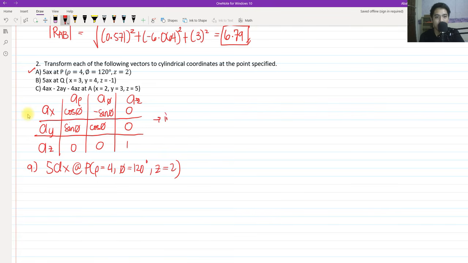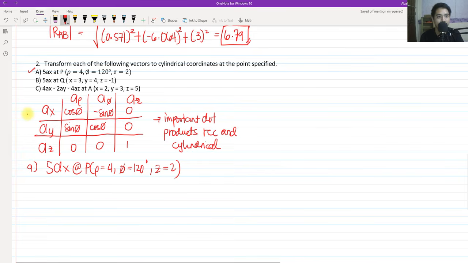This is important: dot products, when we are trying to transform a vector at a point specified. Important dot products for rectangular and cylindrical. So in order for us to answer this, let me just rewrite this. This should be 5ax. We are going to let A be our vector 5ax.